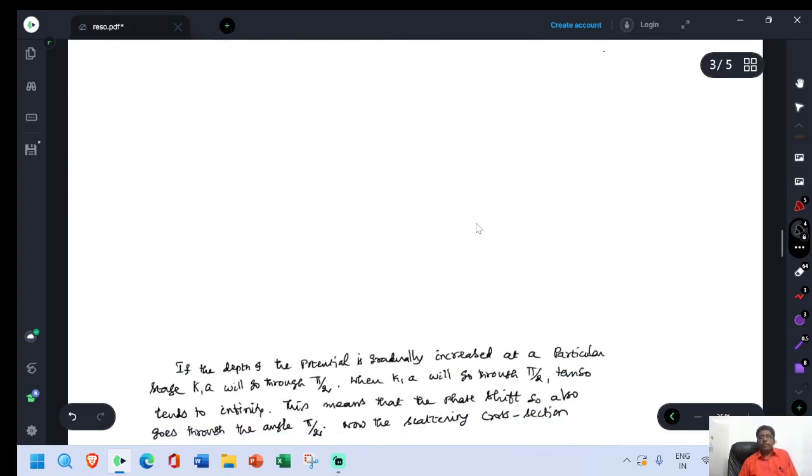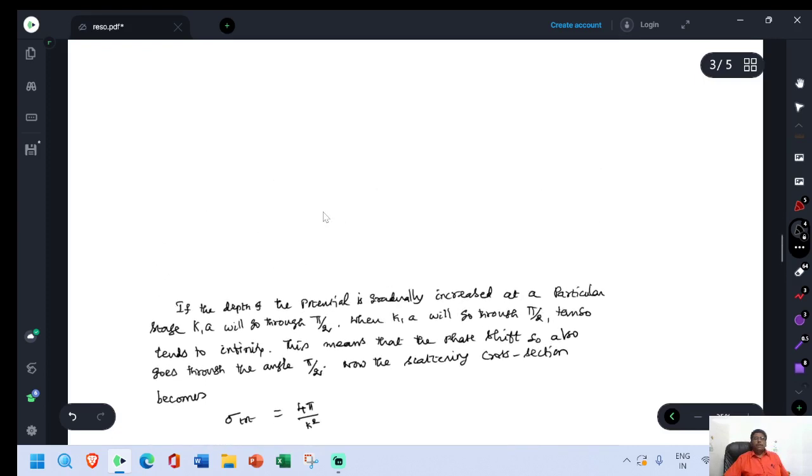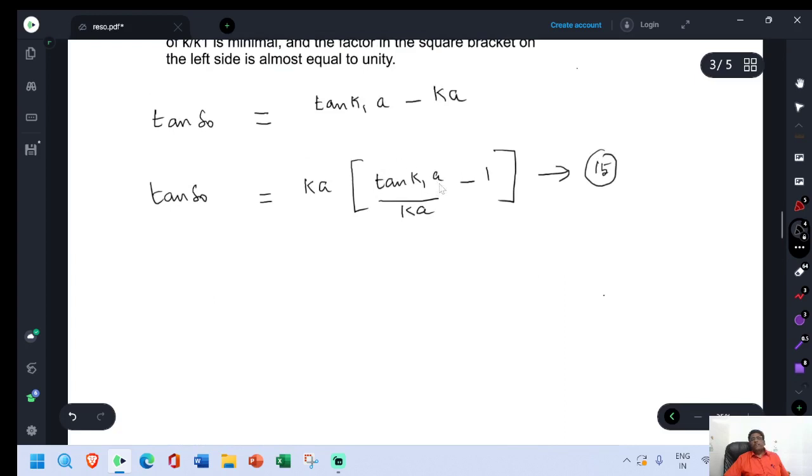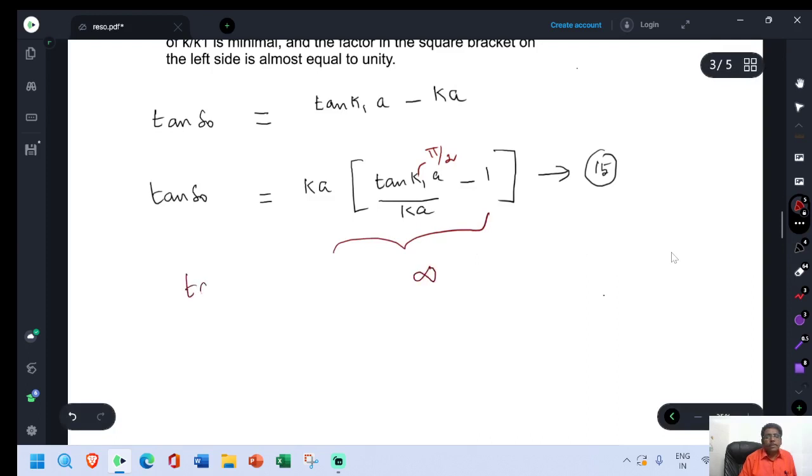Now, read out this statement. If the depth of the potential is gradually increased, at a particular stage K1A will go through pi by 2. If the depth of the potential is increased, this K1A is approaching the value of pi by 2. Tan pi by 2 is infinity. So the entire expression is treated as infinity. That means tan del 0 equal to infinity. Automatically the value of del 0 equal to pi by 2, because tan pi by 2 is infinity.